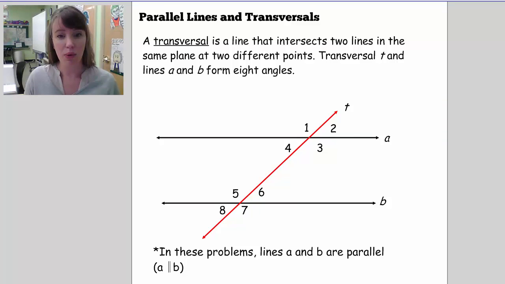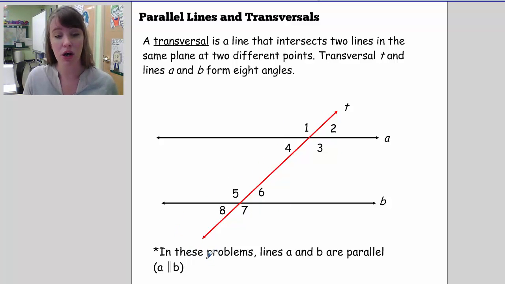Now when it does this, it ends up forming 8 angles. The transversal is named with this letter T, and lines A and B form 8 angles. So 1, 2, 3, 4, 5, 6, 7, 8. There's 2 clusters of 4 angles each. So one is the top 4, and the bottom 4.